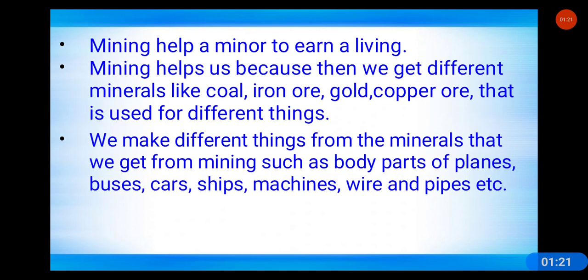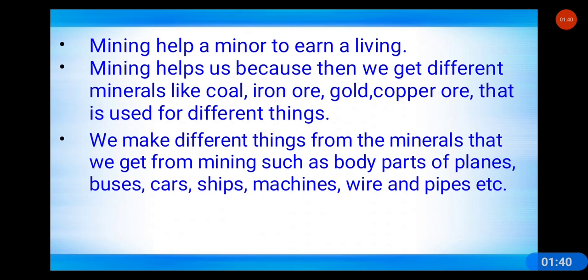Before we enter today's class, we will see what we have learned in the previous class. Let me recall the previous learning. We were studying about mining, right? Mining helps a miner to earn a living. Miner means the one who works in the mine.